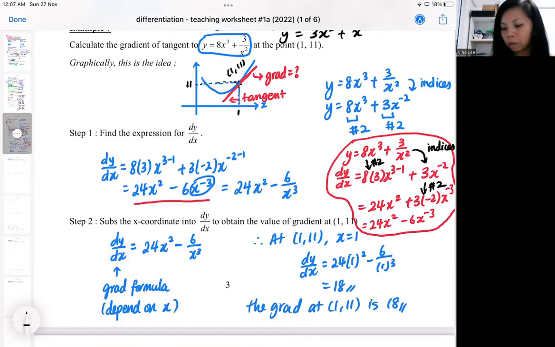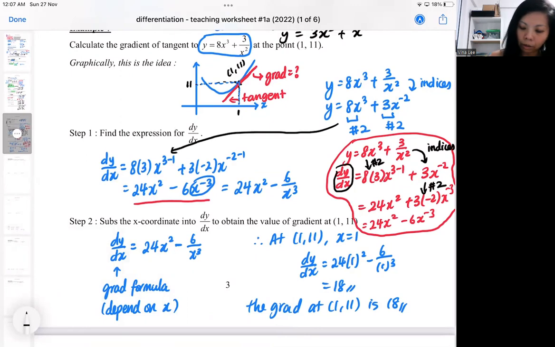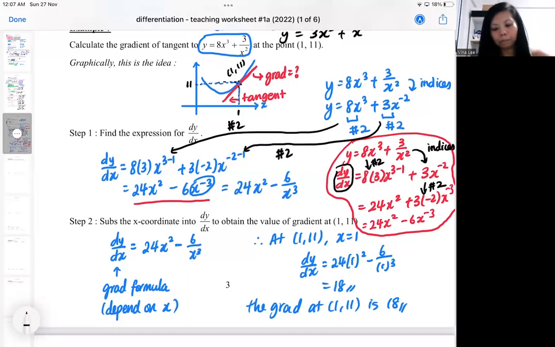When you want to do differentiation, straight away, you apply the formula. If you take a look, I apply the formula directly at the same time for both terms. You cannot do one differentiation formula, another one indices, and then call that dy dx. Eventually you get the same answer, but your presentation is actually not correct. So hopefully you can understand this idea.